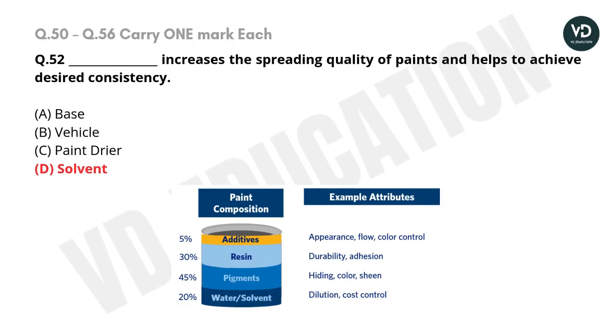Question number 52. Dash increases the spreading quality of a paint and helps to achieve desired consistency. Options are A. Base, B. Vehicle, C. Paint dryer, and D. Solvent. The correct option is solvent, which increases the spreading quality of the paint.